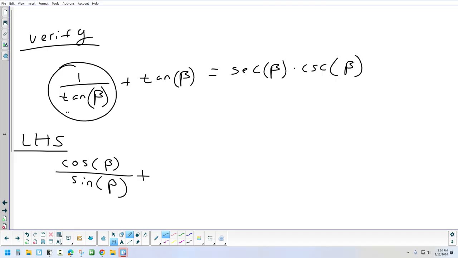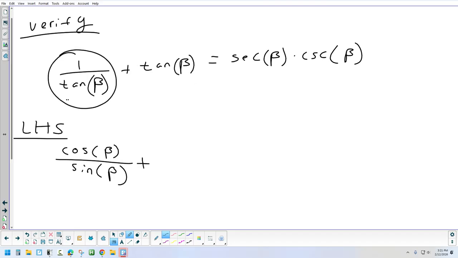Okay, so we've got that. How about tangent? What's that if you write it with sines and cosines? Sine over cosine. Okay, so we've got a cosine in the top, cosine in the bottom, sine in the top, sine in the bottom. Everything cancels and we're all done, right? No, why not? Yeah, it's addition. That's not multiplication, so nothing cancels.